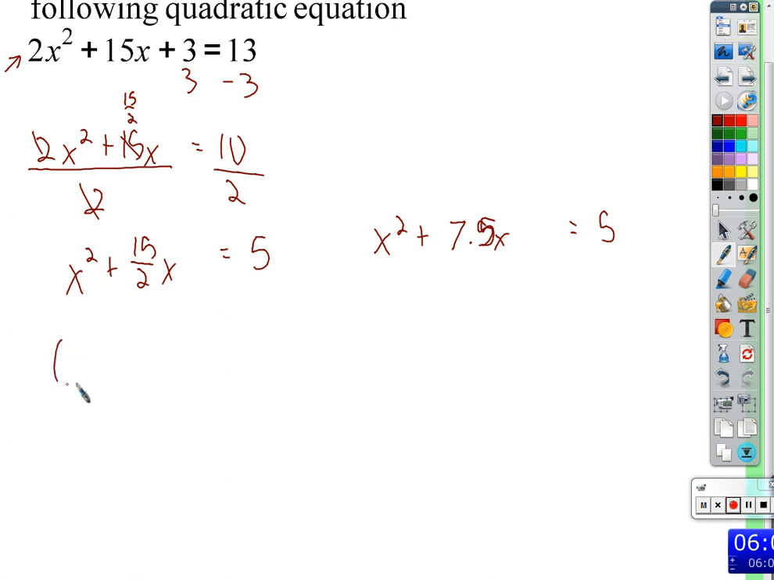Right, so we want two identical factors. Then this number and its identical twin are going to be half of 15 over 2. Half of 15 over 2 is 15 over 2 times a half. That's how you find halves of things, you multiply them by 1 half. That's 15 over 4.